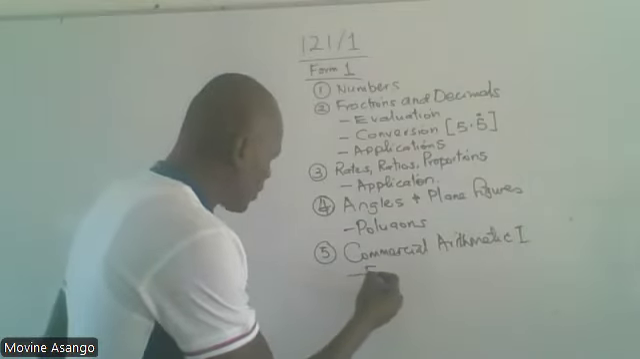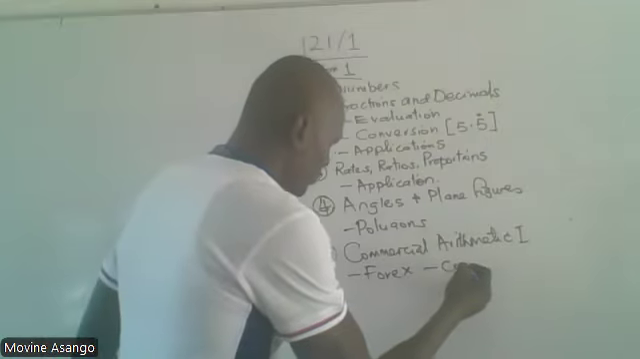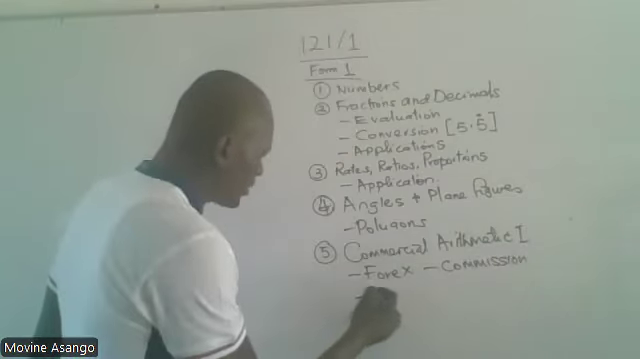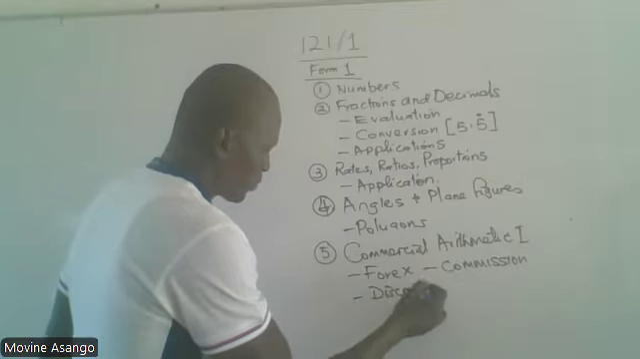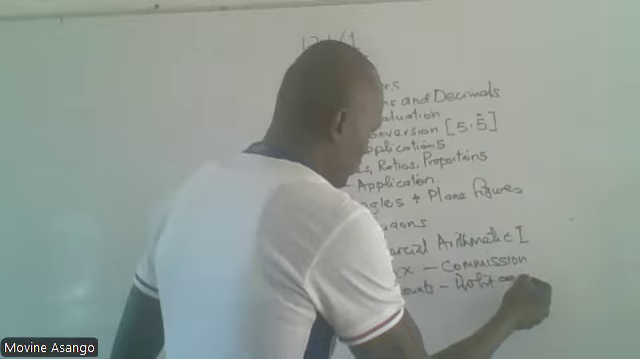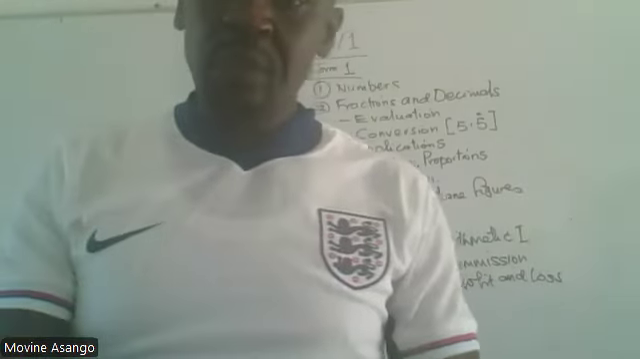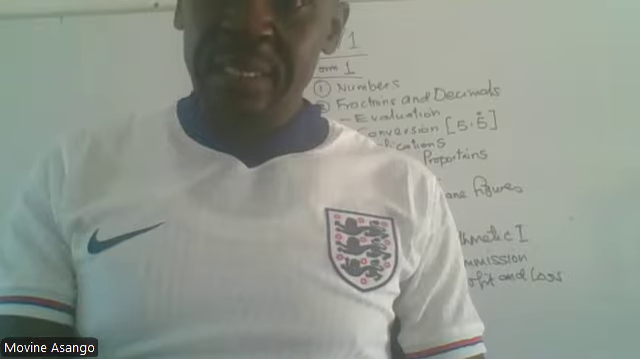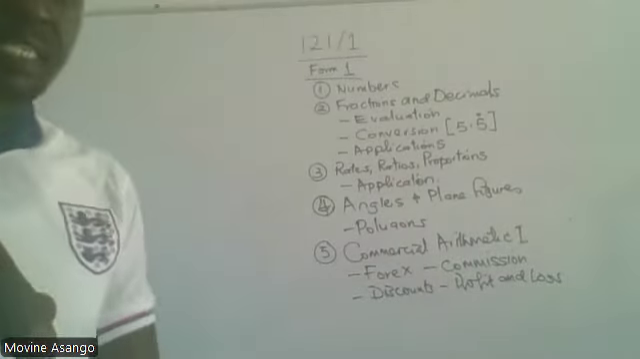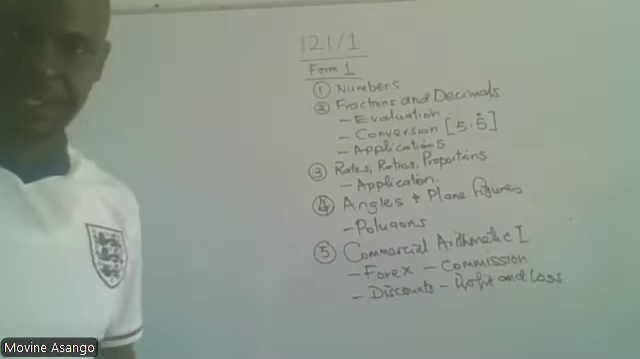It is on forex or foreign exchange. It is also on commission, also on discounts, and also on profit and loss. So as you work out commercial arithmetic 1, you are reminded that those are the 4 key areas. For a candidate, don't walk into an exam room without looking into those 4 key areas.